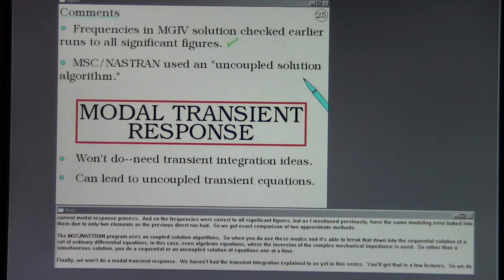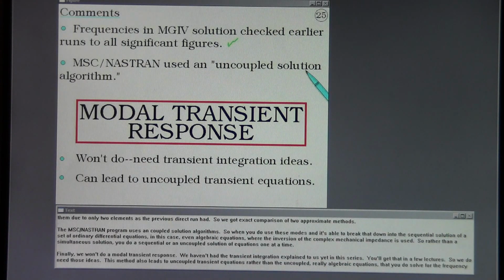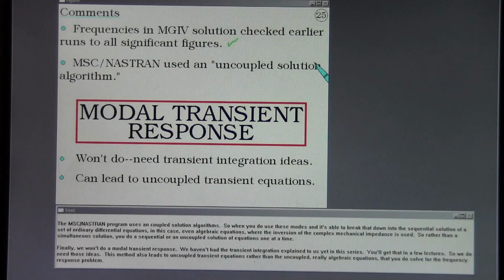The MSc Nastran program uses an uncoupled solution algorithm. So when you do use these modes, then it's able to break that down into the sequential solution of a set of ordinary differential equations, in this case even algebraic equations, where the inversion of the complex mechanical impedance is used. So rather than a simultaneous solution, you do a sequential or an uncoupled solution of equations one at a time.